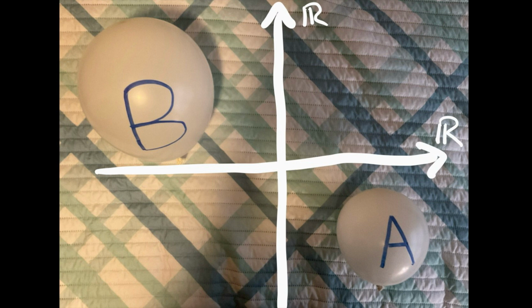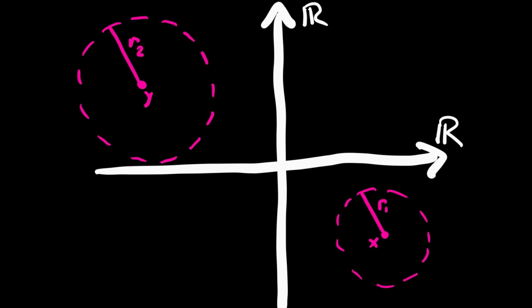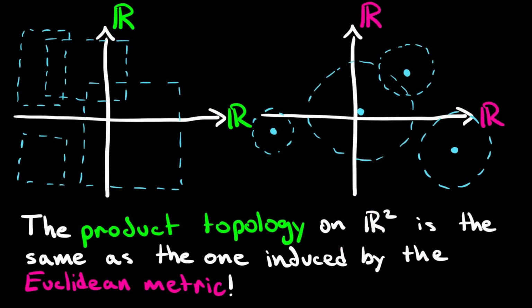Suppose these two balloons represent open sets A and B in R². A is the set of points a distance less than R1 away from the point X using the standard Euclidean distance. Let's define B similarly as the set of points a distance less than R2 away from the point Y. The collection of all such sets, also known as open balls, forms a basis for a topology on the real coordinate space. As it turns out, the topology generated here is the same as the product topology on R².